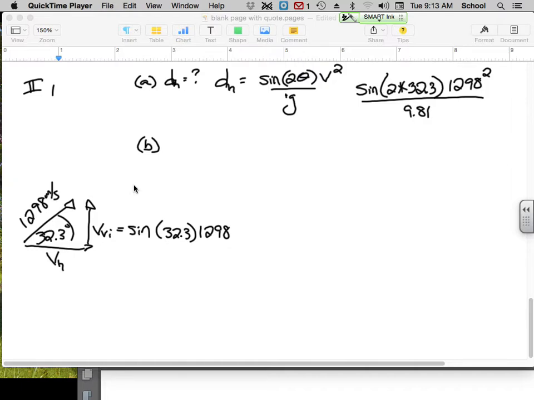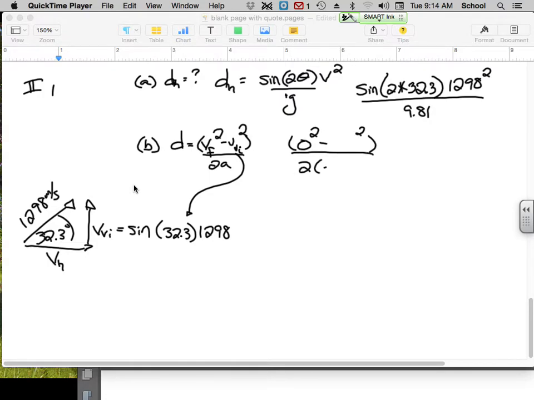Now, if I want to know how high it's going to go up until it stops, the best equation to use would be VF squared minus VI squared, over 2A. Of course, it's going to go up till it stops, so my VF is going to be 0. The V initial is going to be the VVI, which we are just figuring out here, so we'll leave that for a second. And then we have 2A, and the A, of course, is going to be gravity.